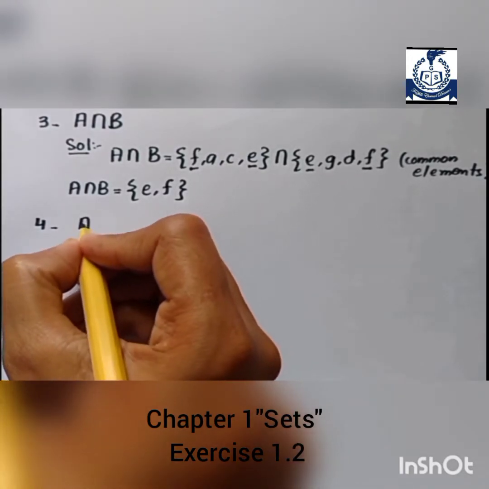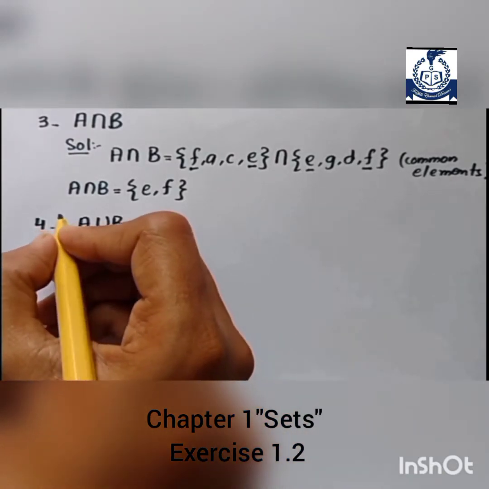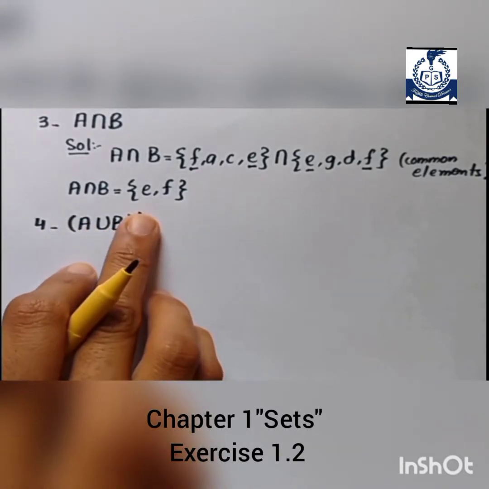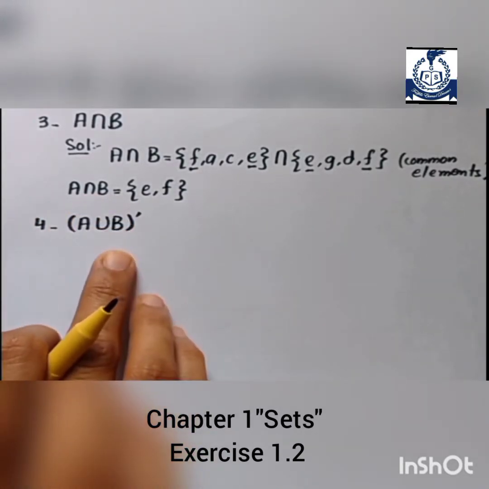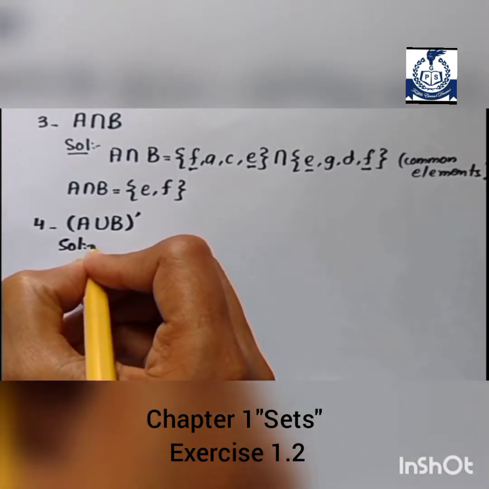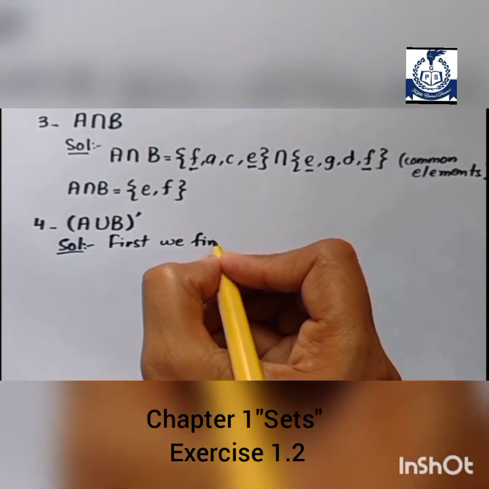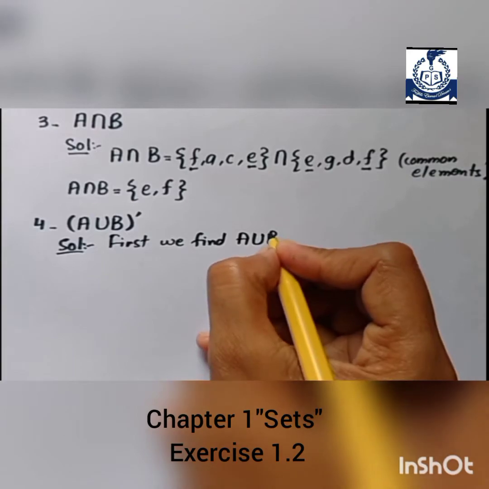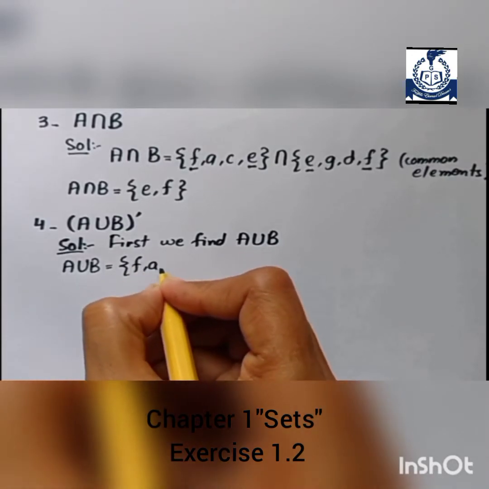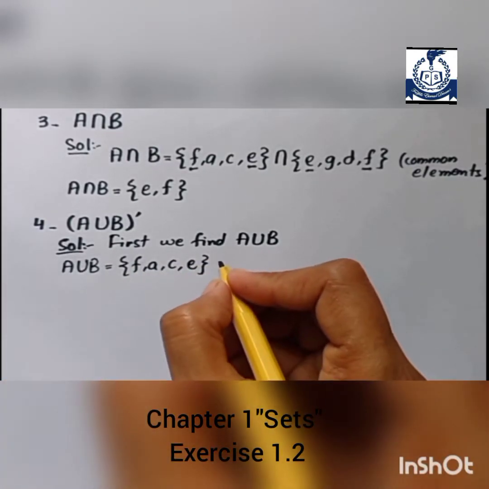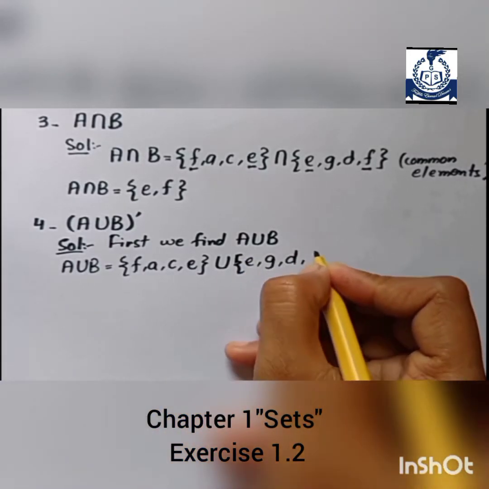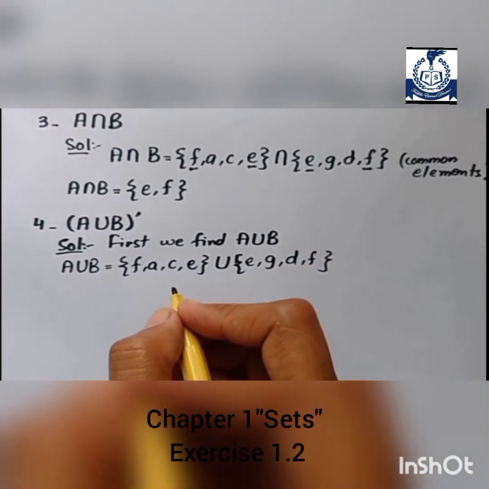Question number 4, A union B whole complement. So first we find out the A union B and then we find the complement of A union B. So here we write solution. First we find A union B. So A union B is equal to FACE, which is the elements of set A, union sign as it is, and B, E, G, D, F. These are the elements of set B.